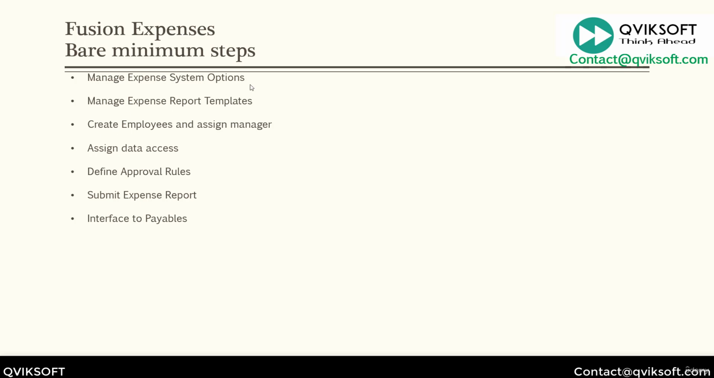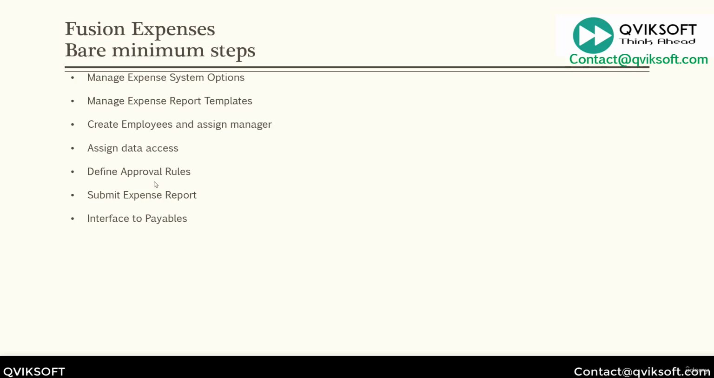We'll manage expenses system options, which are more at the global level. We'll set up some global parameters for expenses. We'll manage the expense report template. So, what is an expense report? An expense report has some expenses inside, airfare, per diem, hotel, all those. So we'll define those templates, and then we'll define employees and assign them a manager. We'll also assign data access. Data access is used for assigning business unit access, so which business unit the employee can do expenses for.